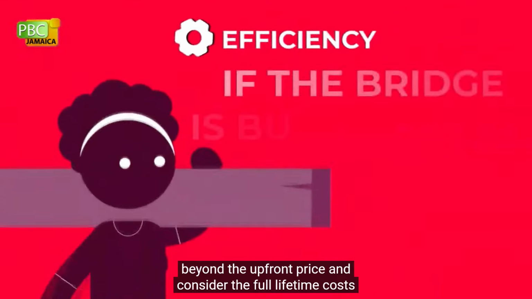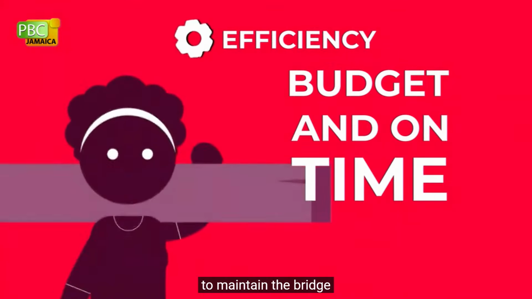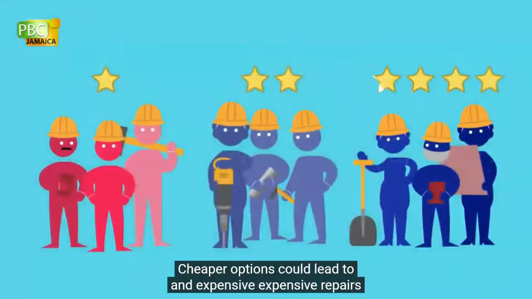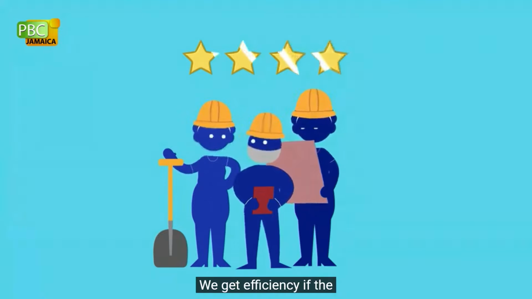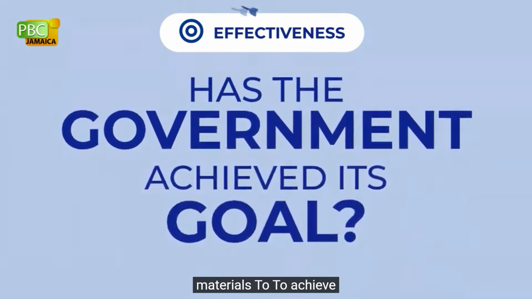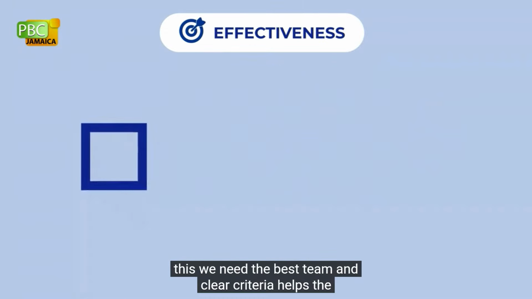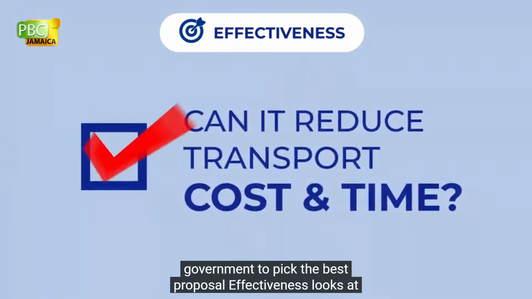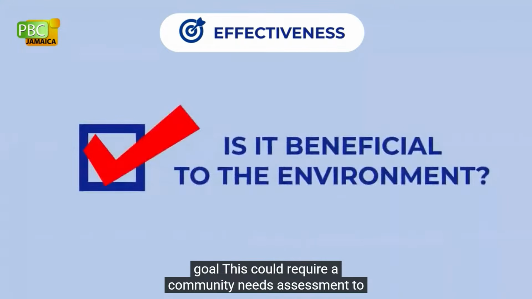We get efficiency if the bridge is built within budget and on time, with no waste of materials. To achieve this, we need the best team, and clear criteria helps the government to pick the best proposal. Effectiveness looks at whether the government achieves its goal. This could require a community investment to ensure the bridge will reduce transport costs and travel time, withstand the annual flooding with little disturbance to life.